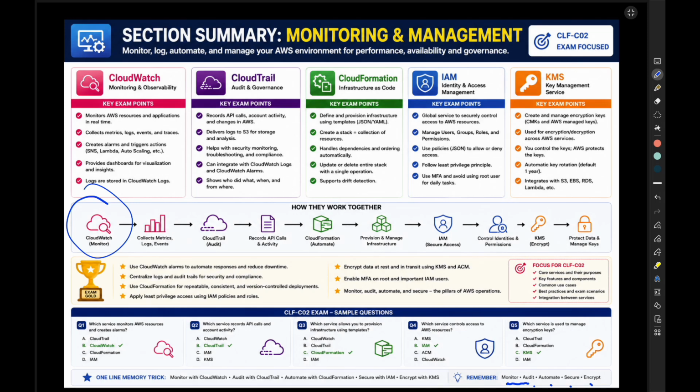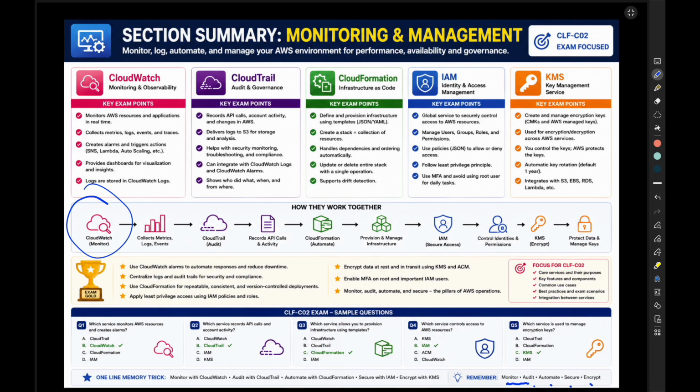If someone deleted an S3 bucket or EC2 instance, the administrator will know because CloudTrail keeps records through API calls, and those calls are stored in S3. It supports auditing and compliance. Think tracking of something. Third, CloudFormation. CloudFormation automates infrastructure deployment. It uses templates, creates a stack, and supports infrastructure as code. Think automation.